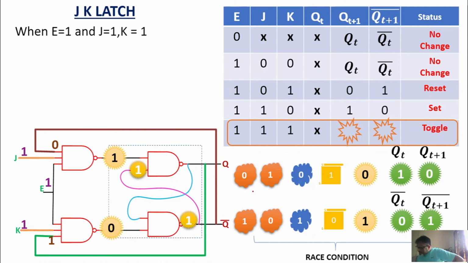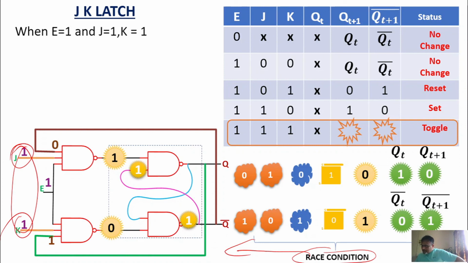So this condition is called race condition. There is a race happening between 0 and 1, for this particular combination of inputs to this JK flip-flop. And this will be useful in designing counters using JK flip-flop or JK latch. The counters have been designed using this particular combination of inputs to the JK flip-flop.